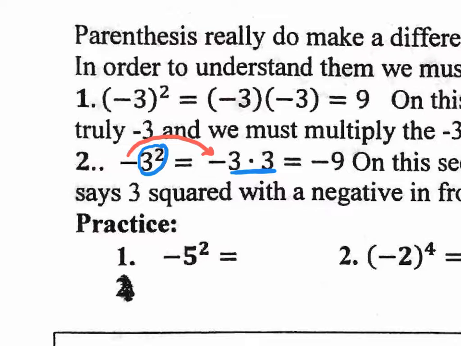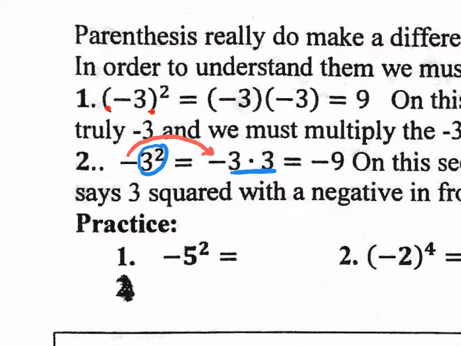Okay, so when we do this math problem, we have a negative in front of 3 times 3, or a -3 times a +3. That'll give you a -9. Or you could have done it 3 times 3 is 9, and then take that negative and slap it on to your answer. Okay, but notice the big difference.